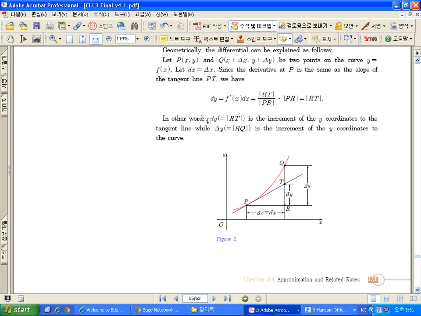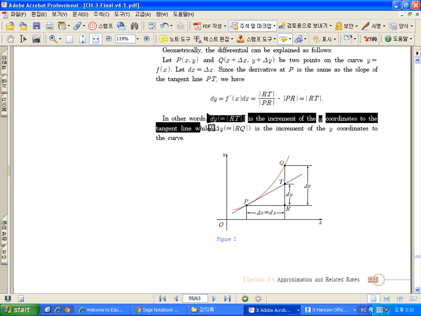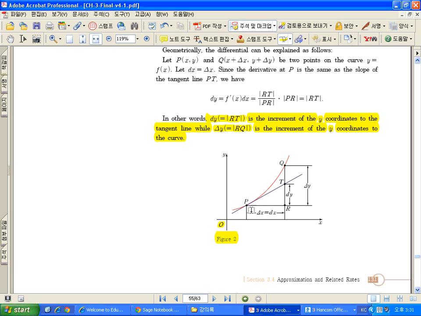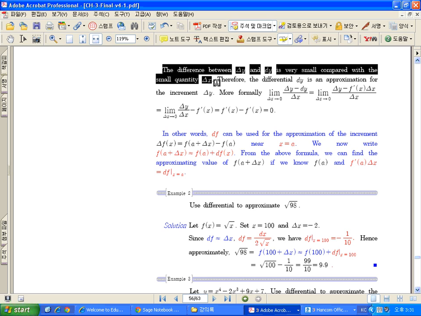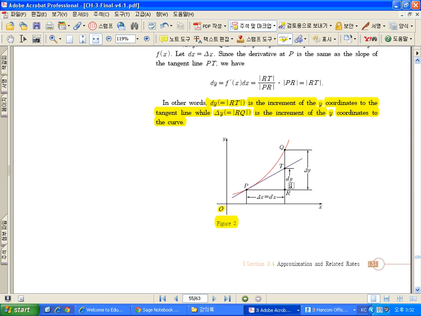Since dy is the increment of the y coordinate of the tangent line, while delta y is the increment of the y coordinate of the curve. Suppose we have a curve like this, then dx and dy are different names for these differences on the x and y axes for each function. One is for the given function, one for the tangent line at the point P. So the difference between delta y and dy is very small compared with the small quantity delta x. If delta x is very small, then the difference between dy and delta y should be very small too.